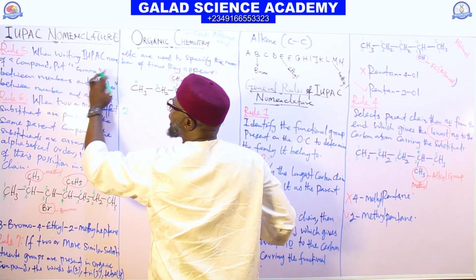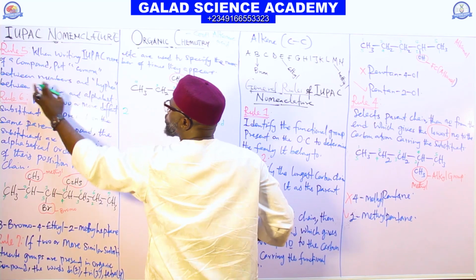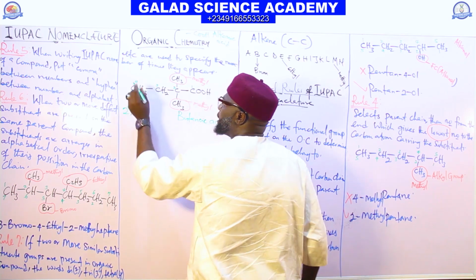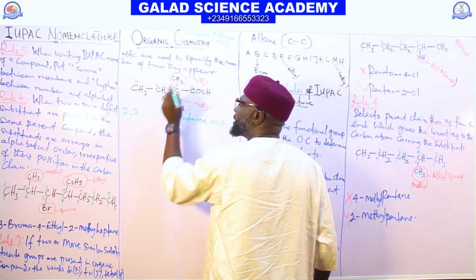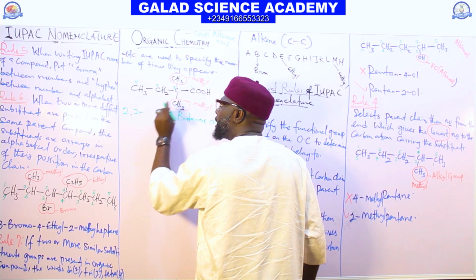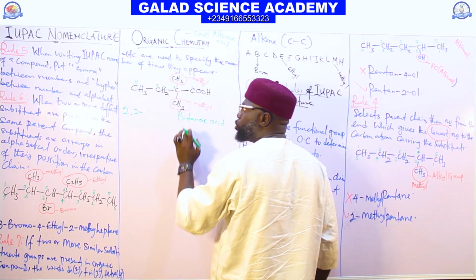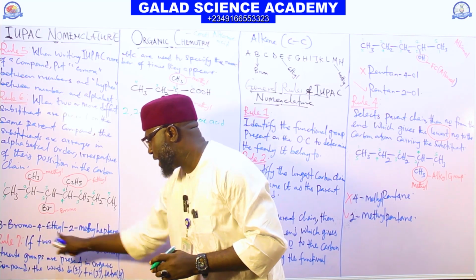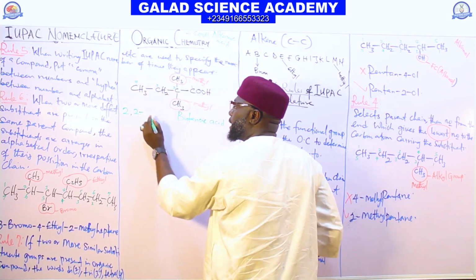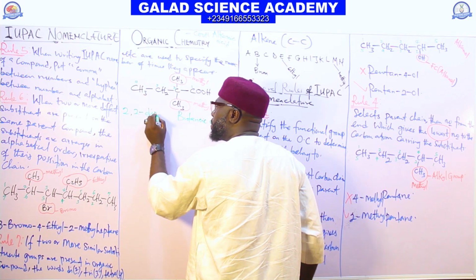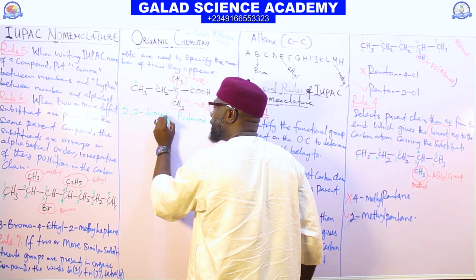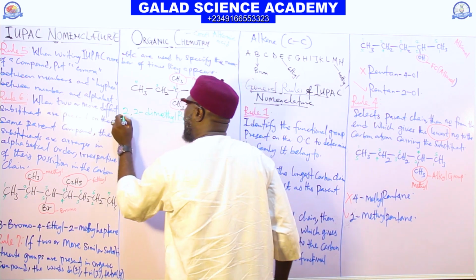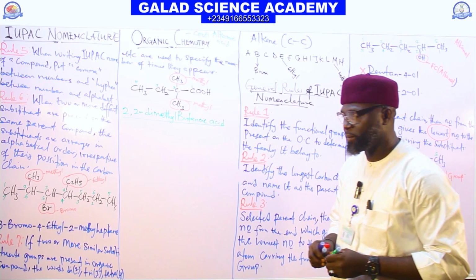What are the IUPAC naming rules? A comma between two numbers: 2,2. Then the number and the substituent in alphabetical order. How many methyl do we have? 2. Di represents 2, because they are similar. Dimethylbutanoic acid. That is the name.